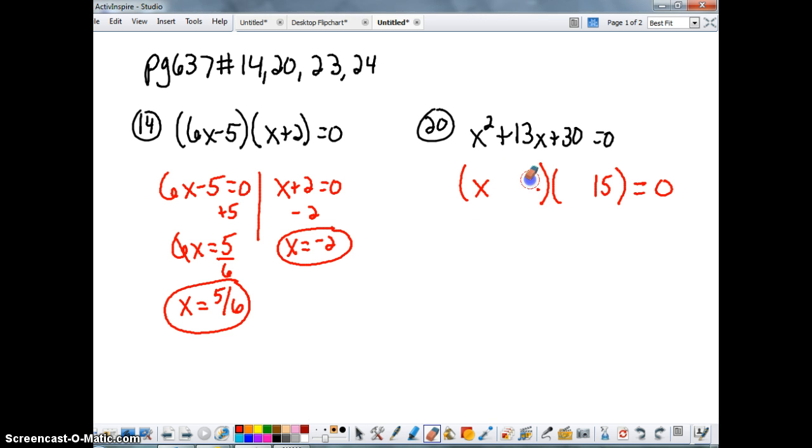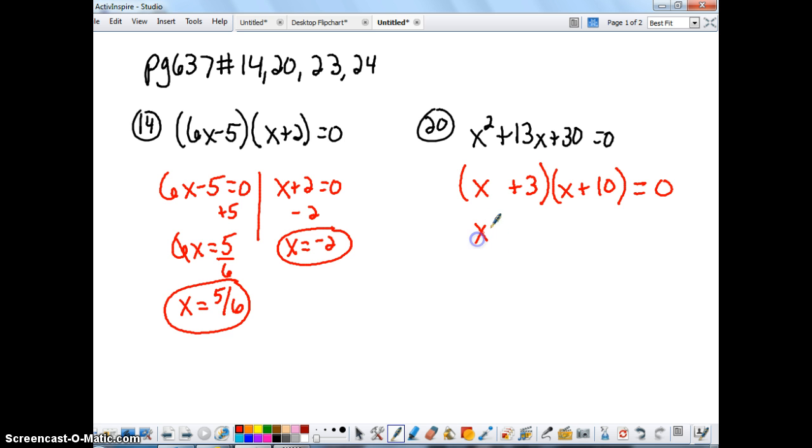All right, so for this one, you're going to have to find something else besides the 2 and the 15. And that's going to be 3 and 10. So you have a 3 and a 10. I can get a positive 30 by multiplying them together. And I can get a positive 13 by having them both as positive. So this is going to be x plus 3, x plus 10.